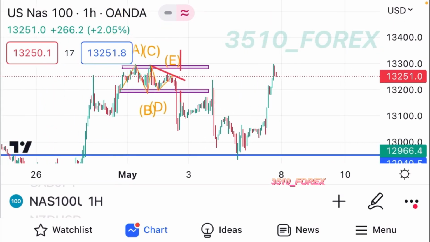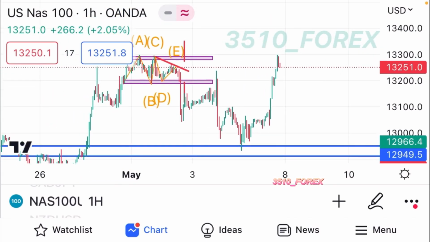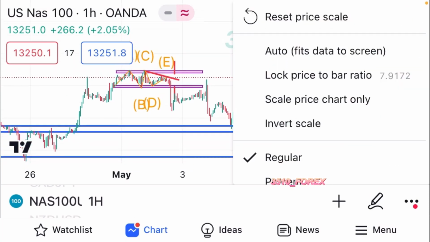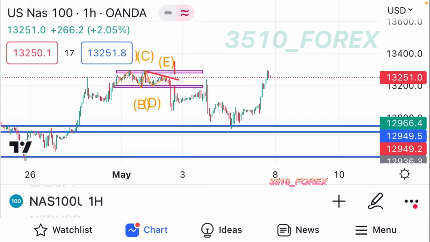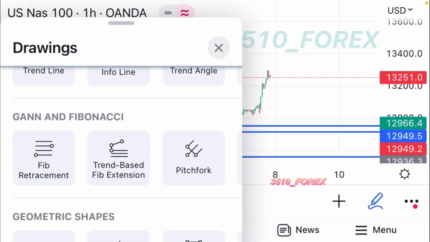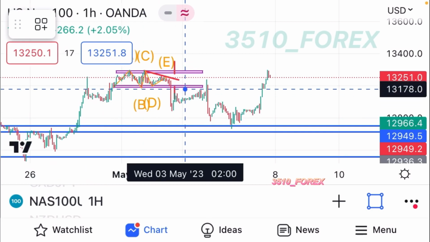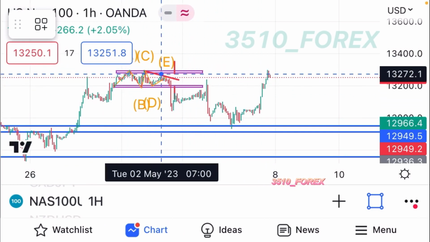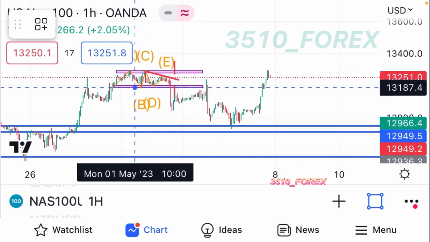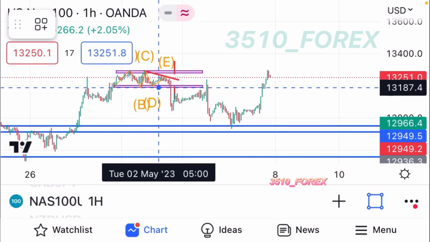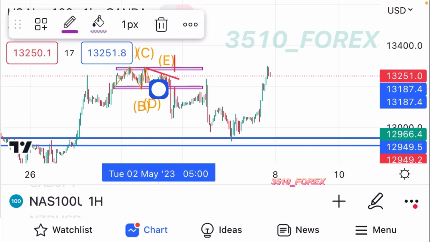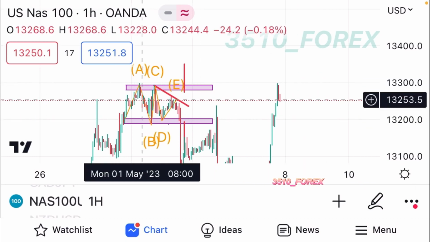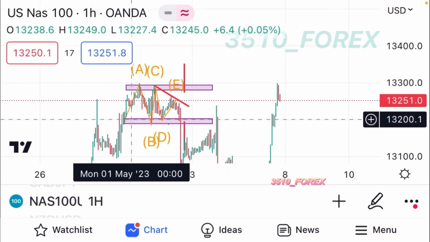So on my NASDAQ, oh my god, I missed this. On my NASDAQ, this is what I have. I'll highlight what I have and then continue. So I have this resistance that is right here. So it was consolidating before, between these prices, as you can see. Let me zoom in. As you can see, it was consolidating between this price and this price.